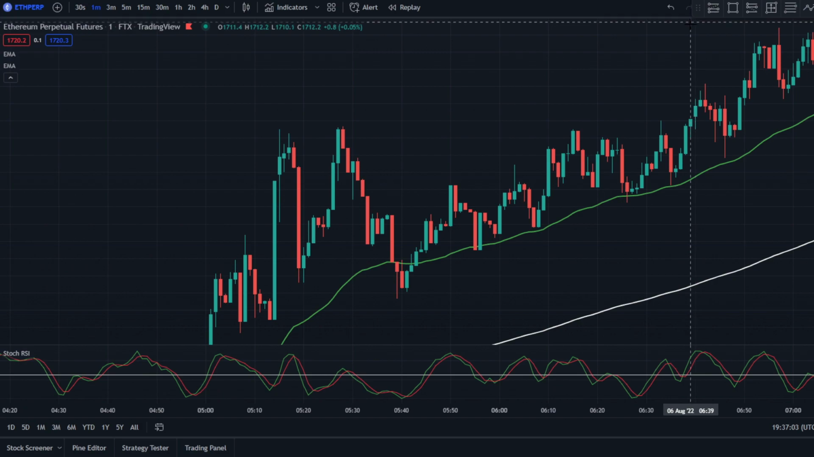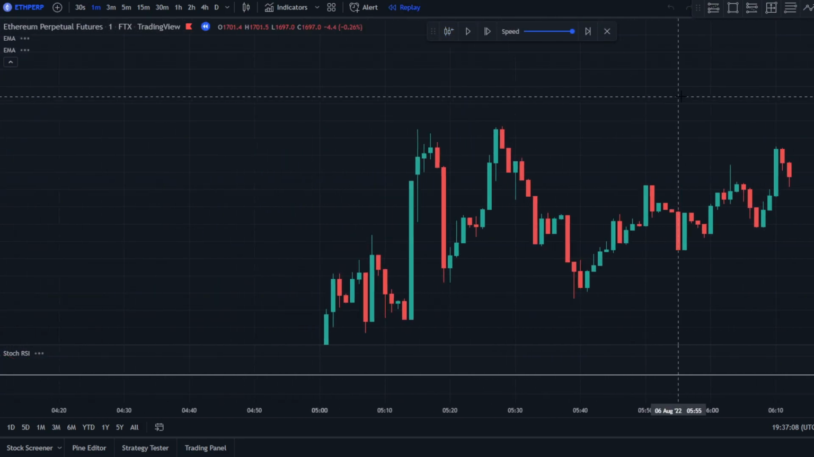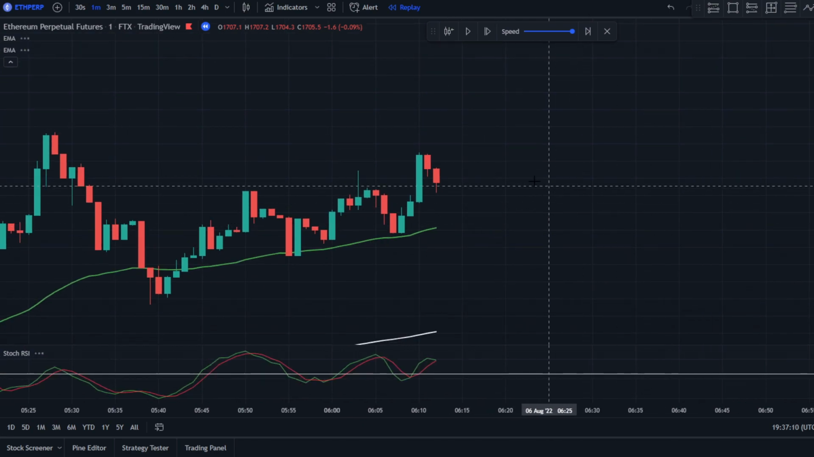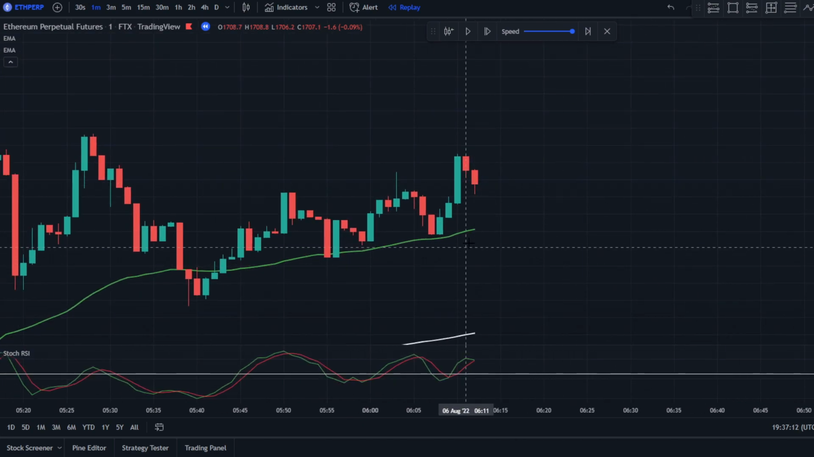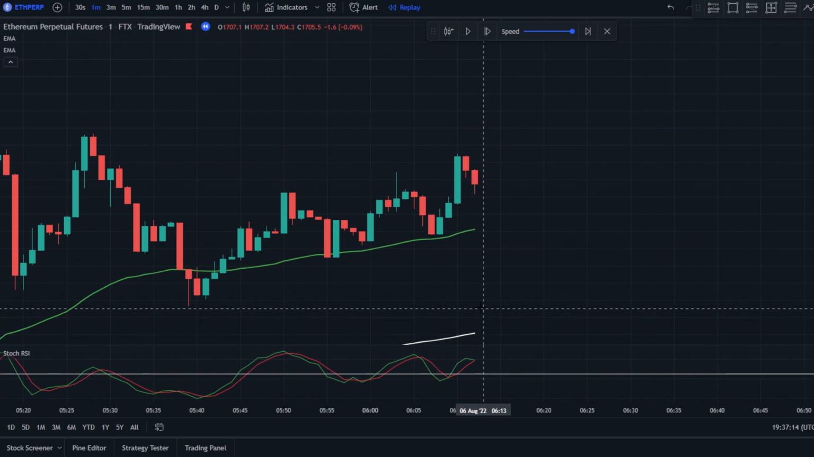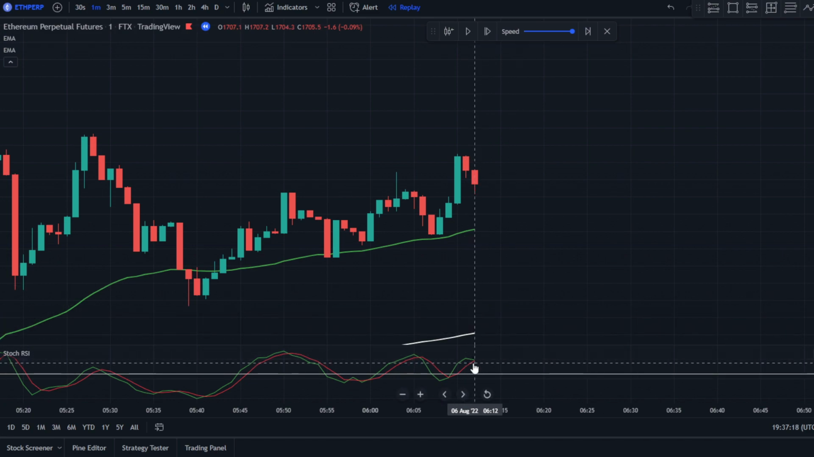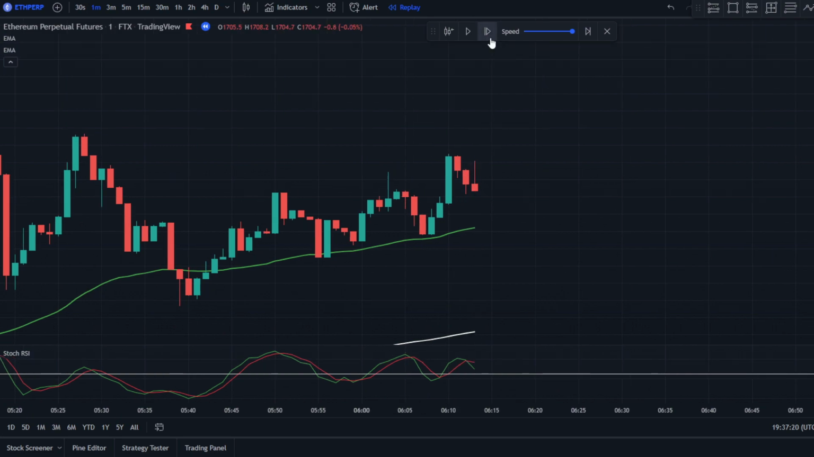So right here, we have another crossover. Let me show you guys right here. In this case, you already know that the green EMA is above the white EMA, so you are looking for crossovers of the green stochastic RSI above the red above the 50 line. So what do I mean by that?